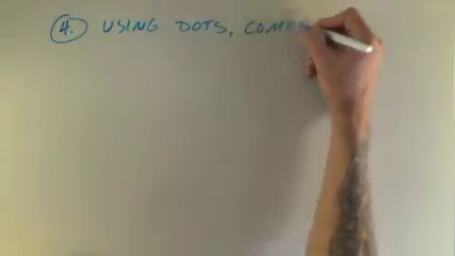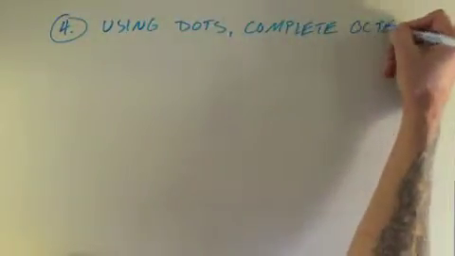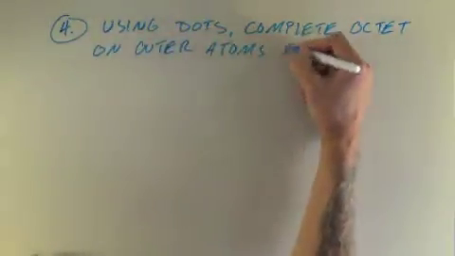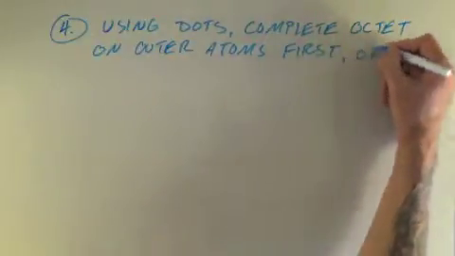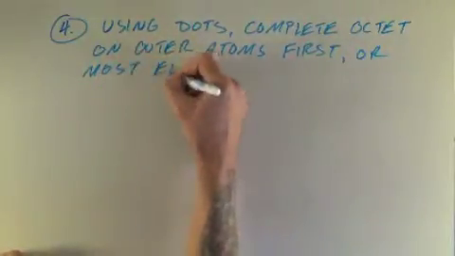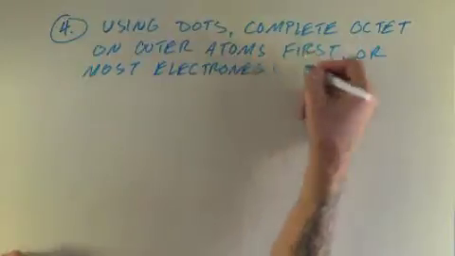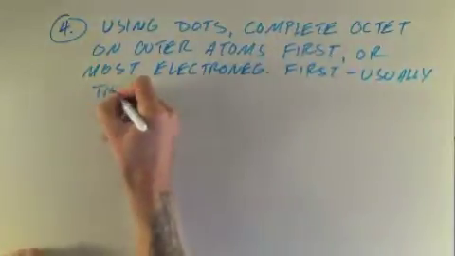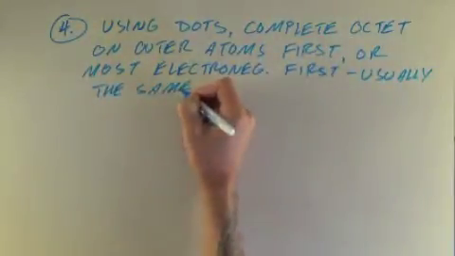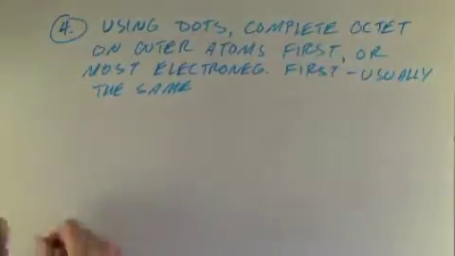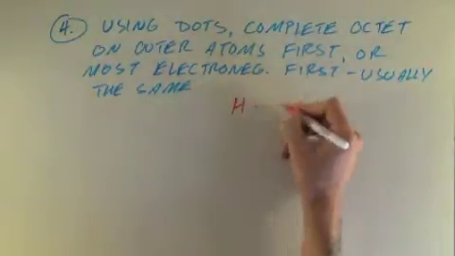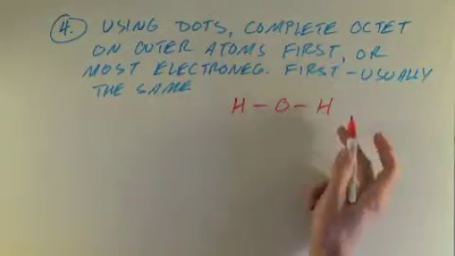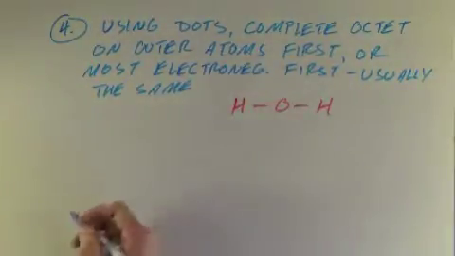So, using dots, we're going to complete the octet. Now, we're going to complete the octet on the outer atoms first, and then complete it on the inner ones, or inner one. Now, in the case of water, hydrogen is content with 2 electrons. We don't have to complete an octet on that. It's already all set. Now, I said complete the octet on the outer atoms first, or the most electronegative first, but those usually are the same if you've arranged it correctly. So there's 4 accounted for, right? Hydrogen's already content with 2, but we need to take care of the other ones on oxygen.